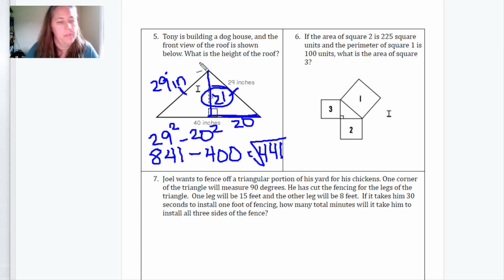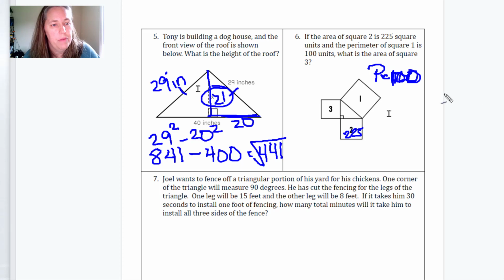I think we'll do number 6 as well because that was pretty quick. If the area of square 2 is 225 square units, and the perimeter of square 1 is 100 units, what is the area of square 3? I don't know what's going on with this pen, why it's writing the way it is.